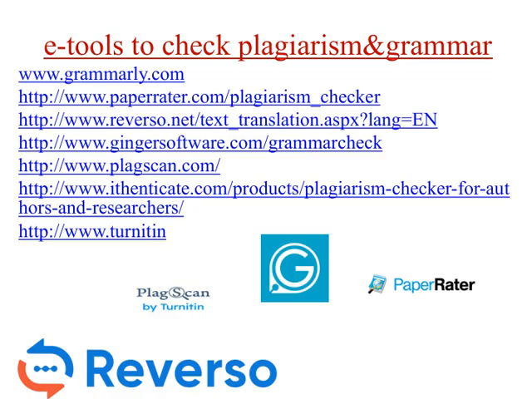Reverso, on the other hand, is a great translation tool that also offers grammar corrections, especially useful for multilingual writers. Ginger Software is another handy option for grammar checking, providing real-time suggestions to refine our sentences. PlagScan is a specialized plagiarism checker that's popular among academics and researchers for its thorough scans.